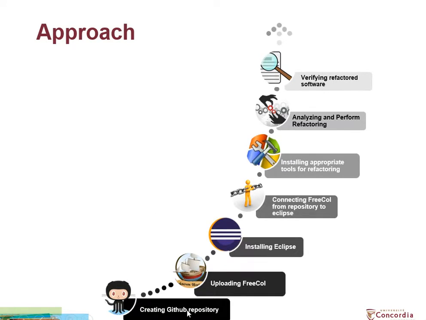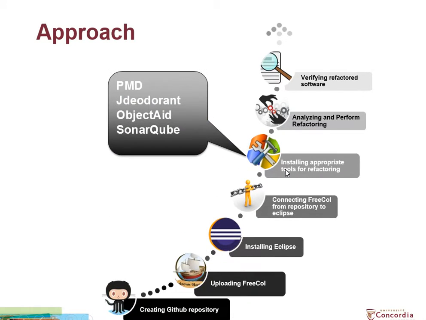In this picture, you can see our approach process. The first step we did is creating a GitHub repository, because we worked as a team, so we had to manage the versions and synchronize our process. Then we upload Freecol Game and install Eclipse. Connect Freecol from the repository to Eclipse. Install some tools for refactoring such as PMD, JDeodorant, Object8, and SonarQube. And we analyze and perform refactoring.